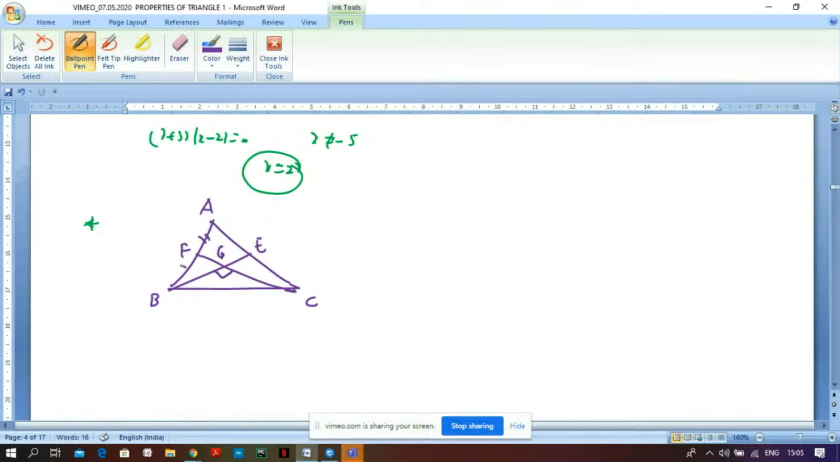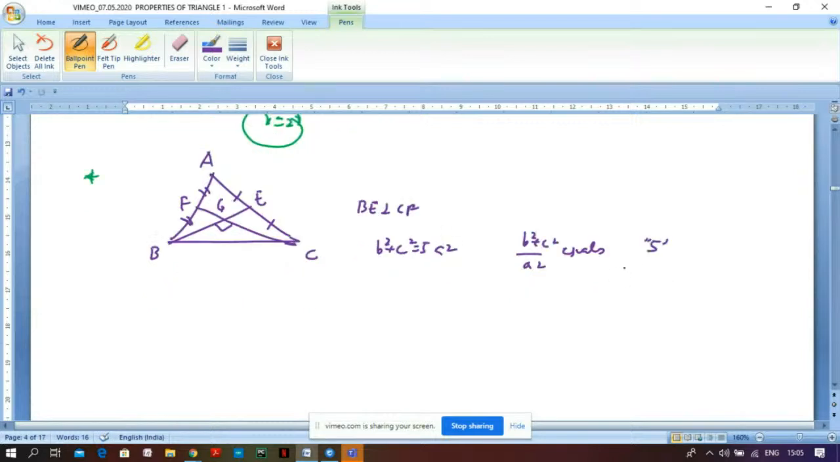So they are the medians. BE and CF are perpendicular, and G is their point of intersection. Now you have to prove that b squared plus c squared is 5 times a squared. You could also be asked for b squared plus c squared over a squared, which equals 5, a good integer answer. Let's prove it by two methods.